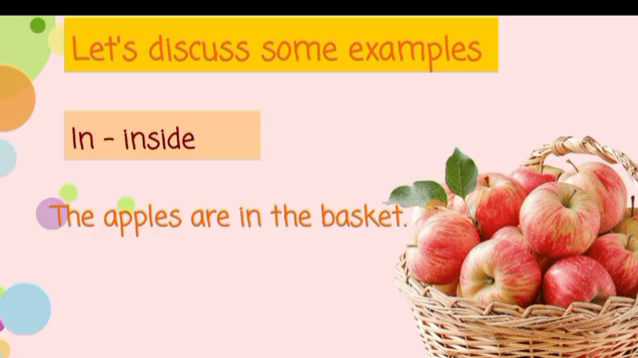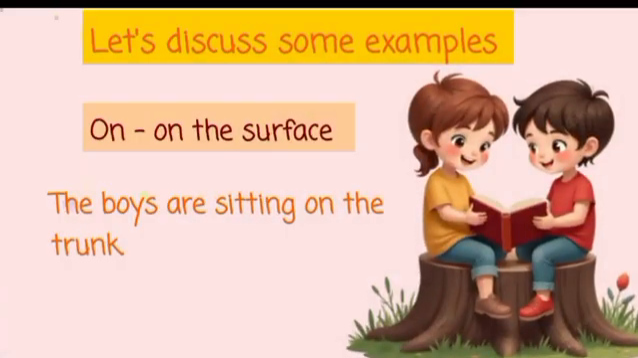In the next example, we have the preposition "on." "On" is used when something is on the surface of the other. For example, here boys are on the surface of a trunk. So we are saying the boys are sitting on the trunk.